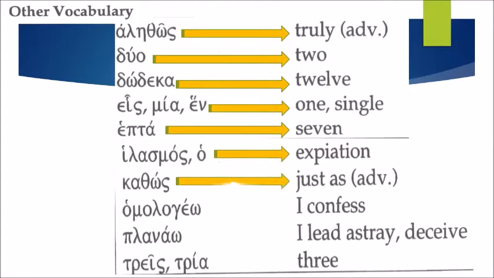Kathos, chastas, it's an adverb. Homologeo, I confess. Planao, I lead astray or deceive. And the last is treis or tria, 3. So there you have it, our vocabulary for today.